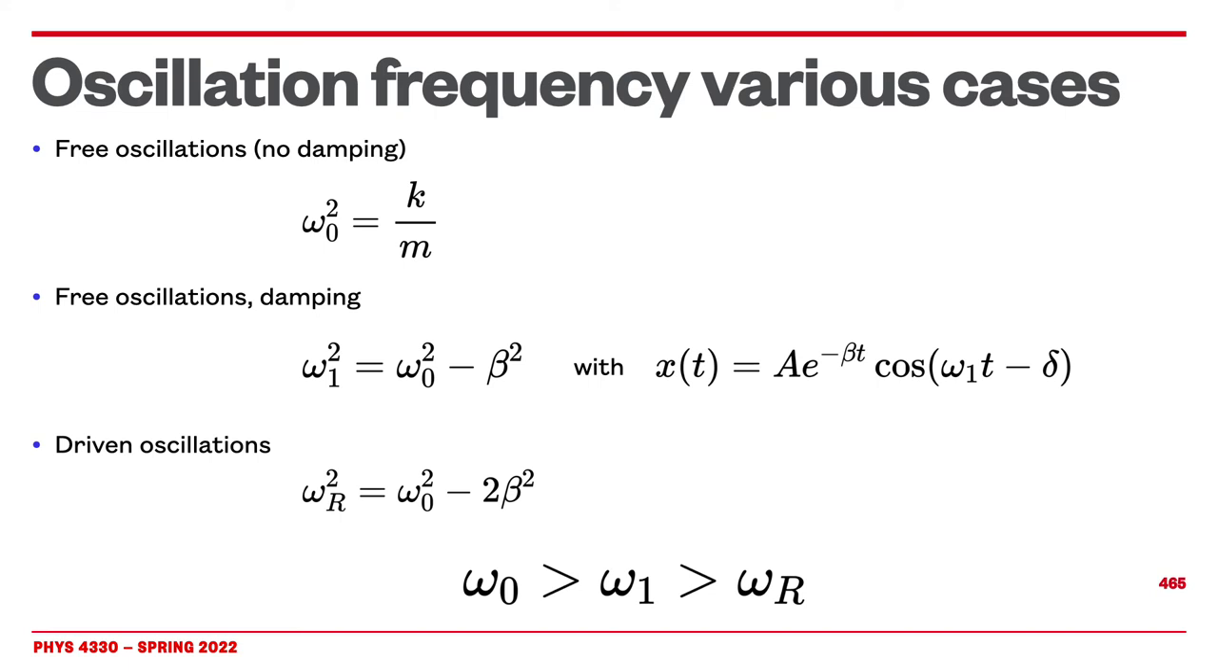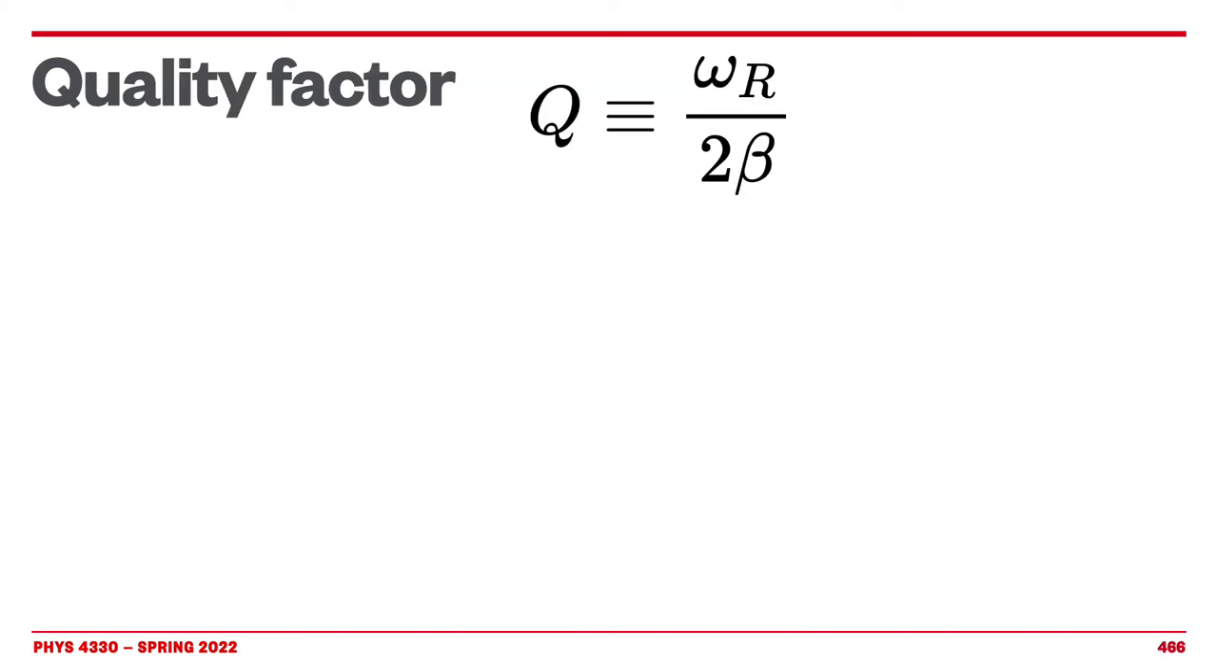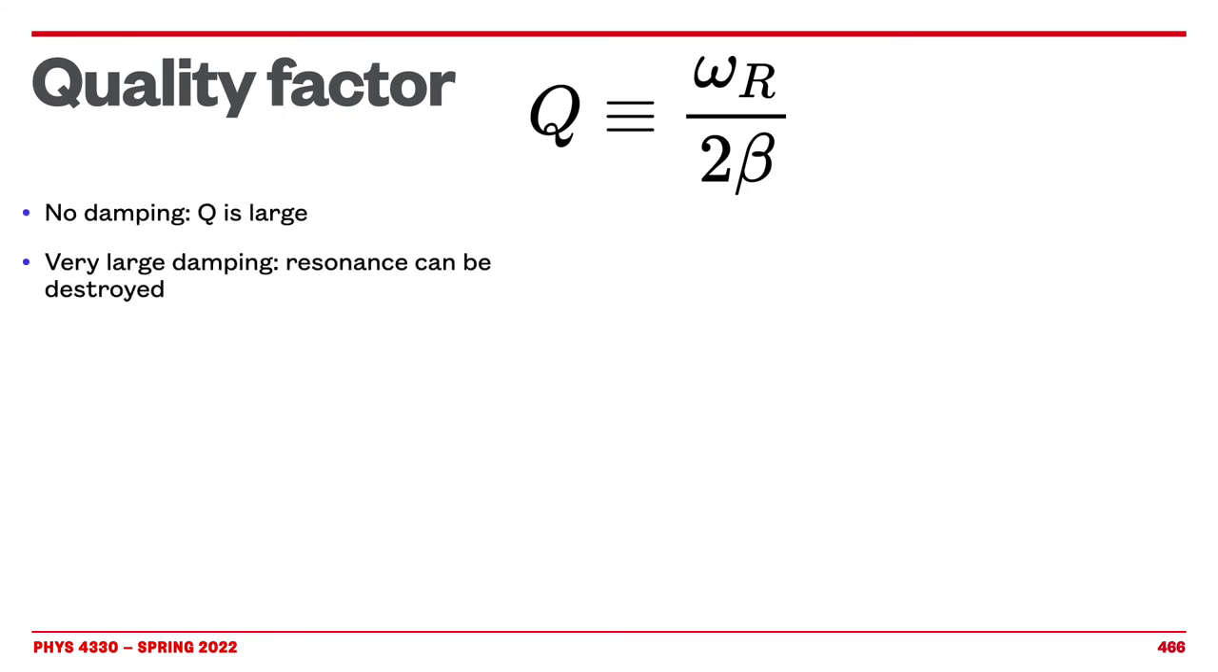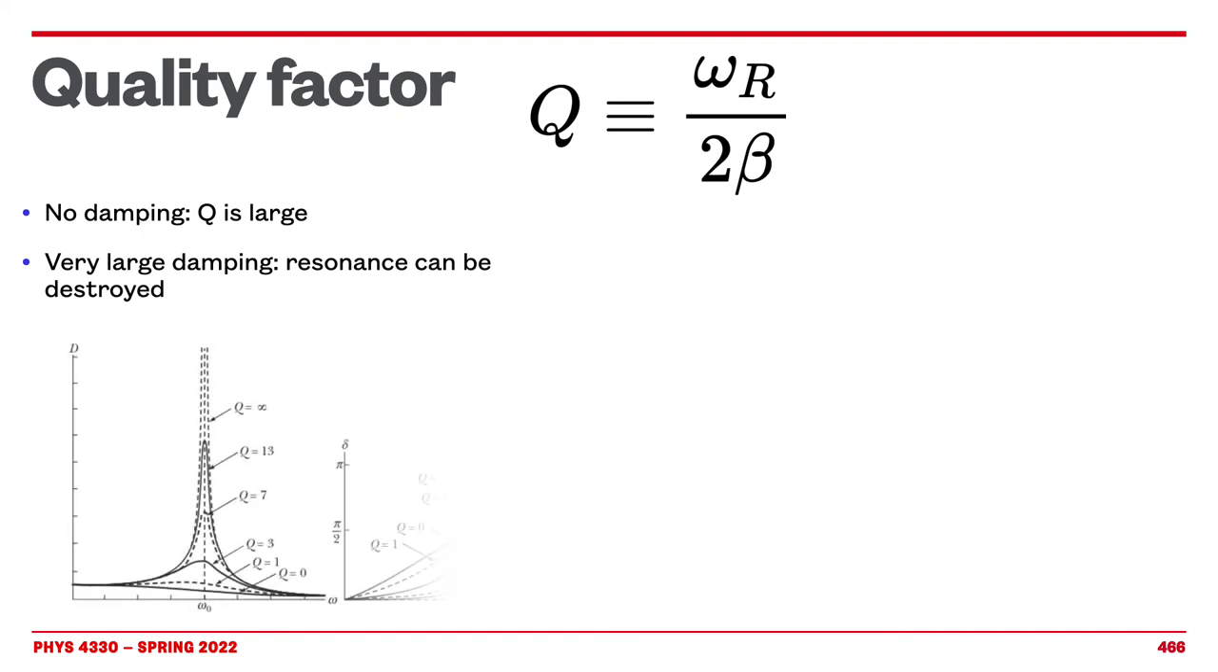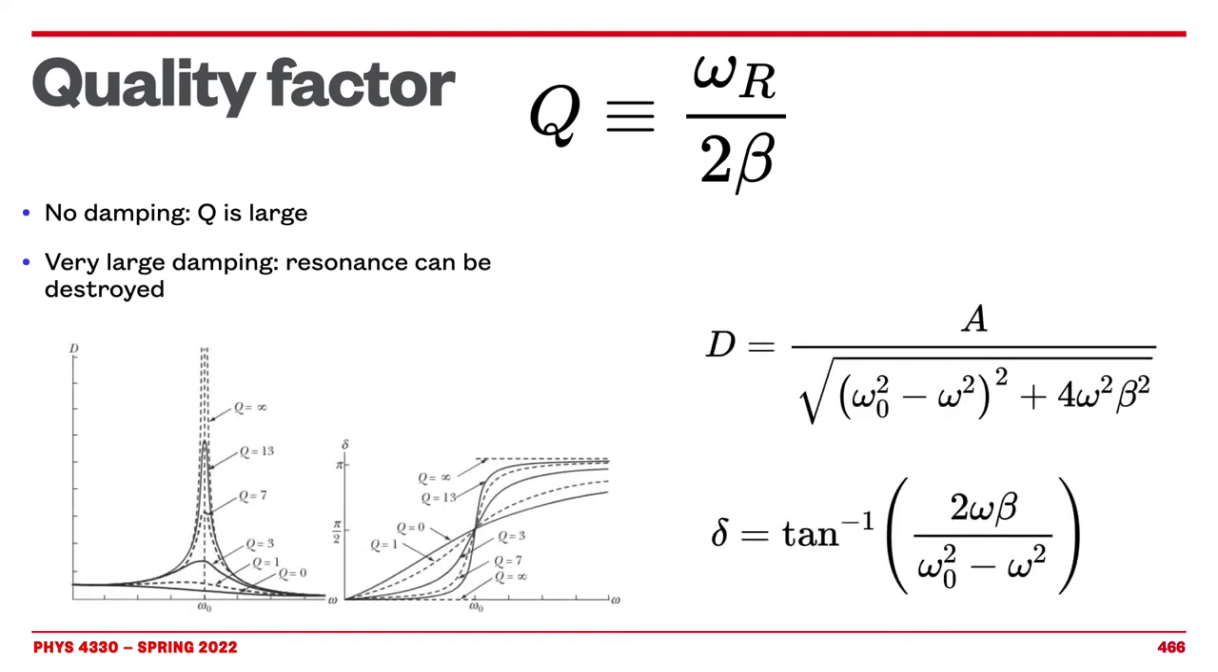And so for this, to maximize the response, we call this quality factor. And the quality factor Q is defined as the frequency of the resonance divided by twice the damping factor. Of course, the quality factor will be much larger if we have very little damping, very little loss, right? So if we have no damping, in fact, Q is going to be very large. But if we have very large damping, we can even end up in a situation when there is no more resonance. And in fact, you can see that very easily if you plot the amplitude D on the left-hand side. The resonance always shows as a spike, which is broader and broader as the damping increases.